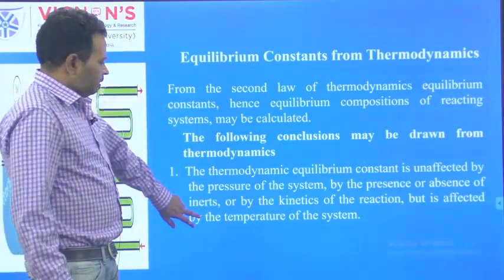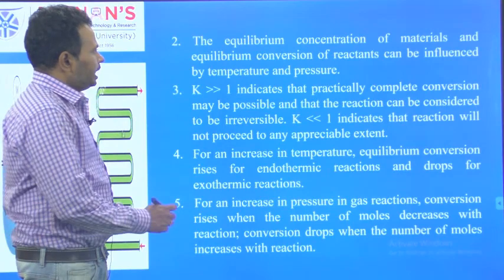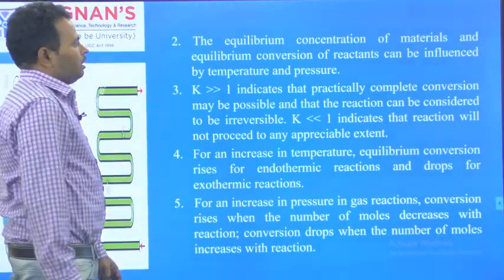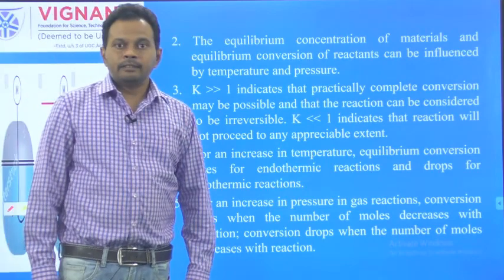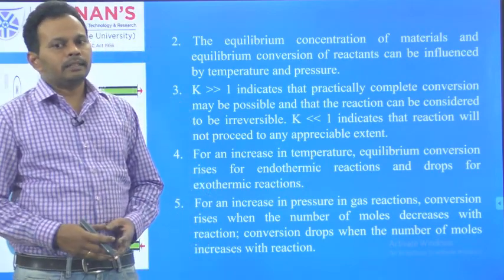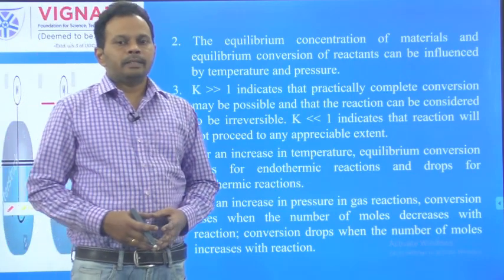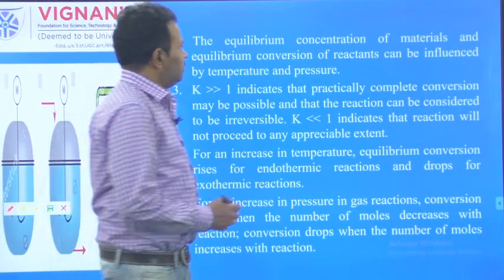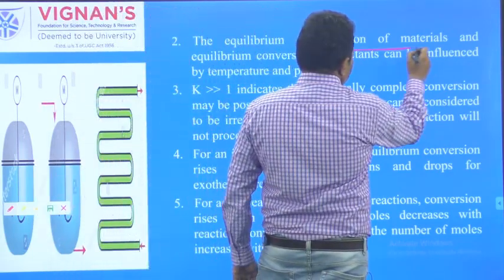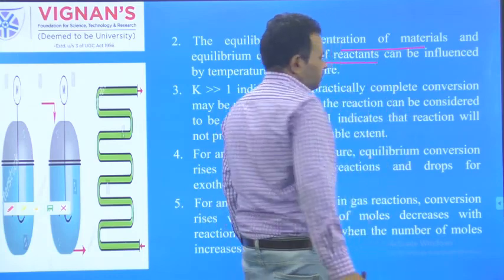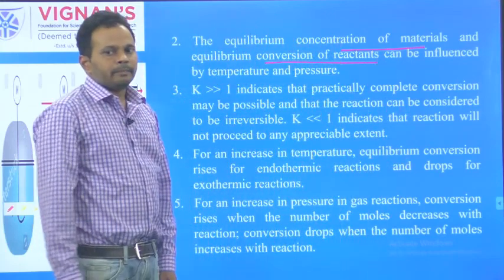The second one: the equilibrium concentrations of the materials and the equilibrium conversion of the reactants can be influenced by both temperature and pressure. The equilibrium constant is a strong function of temperature and is unaffected by the pressure of the system. But the equilibrium concentrations of the materials, that is the compositions, or the equilibrium conversion of reactants to products, are strong functions of temperature and pressure.